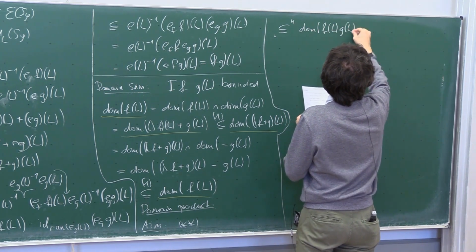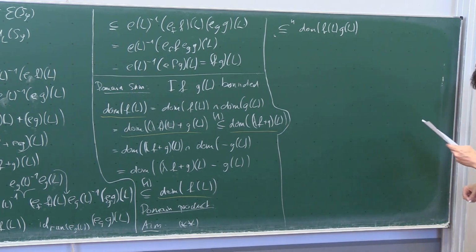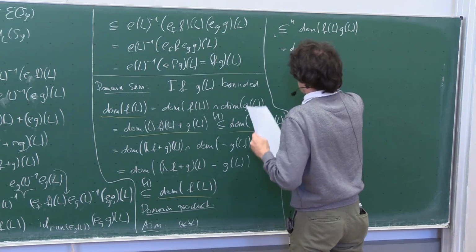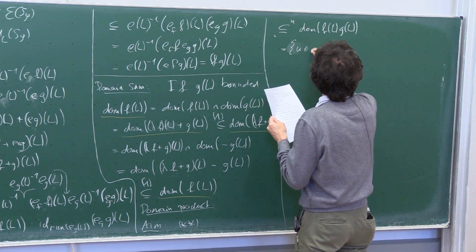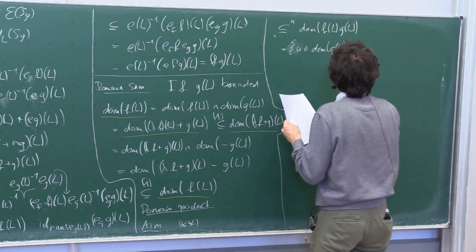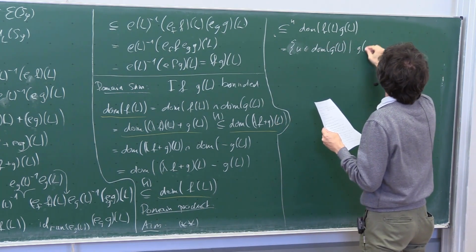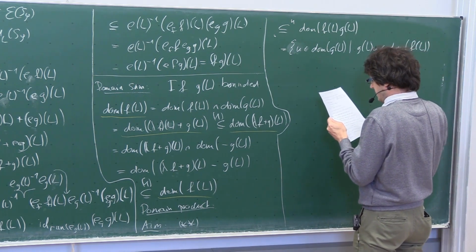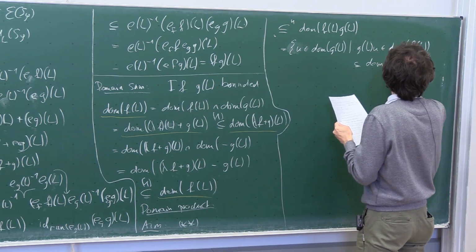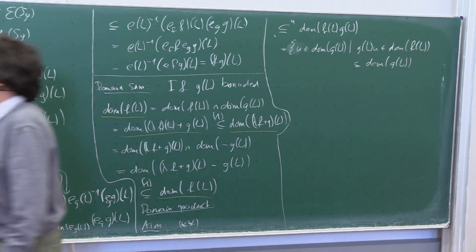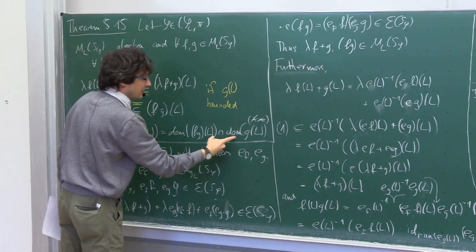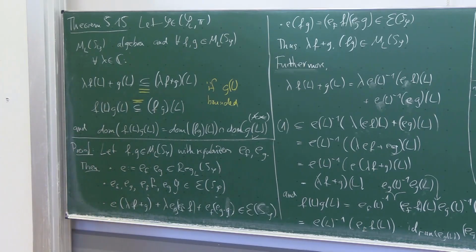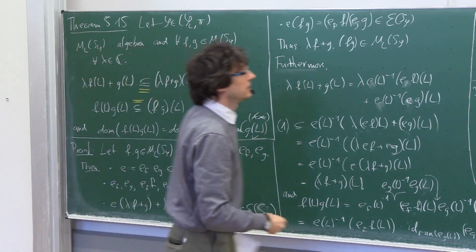So what is this? Just by definition of the domain of a product, this is the set of all u in the domain of G of L, such that G of L u is in the domain of f of L. So in particular, this is a subset of the domain of G of L. This is already nicer because we have to prove that this is a subset of this intersection, and we have already seen that it is in this one, so we only have to check that it's also contained in this one.